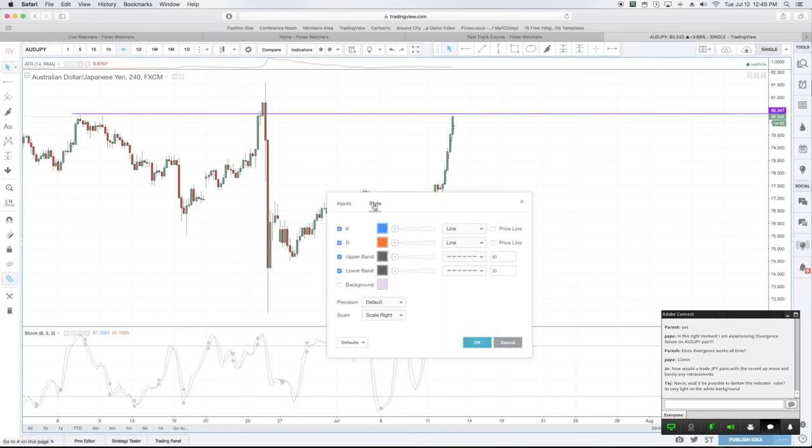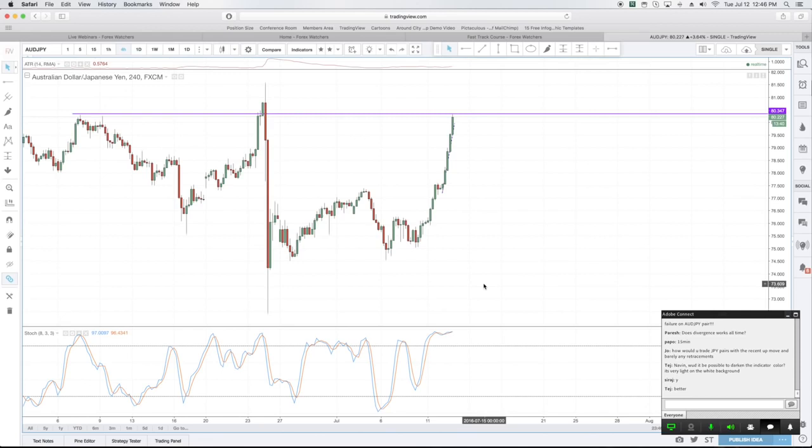In fact, maybe I can make the background darker. No. Here, I'll just make it darker, like you said. Is that better? All right, so now moving on.